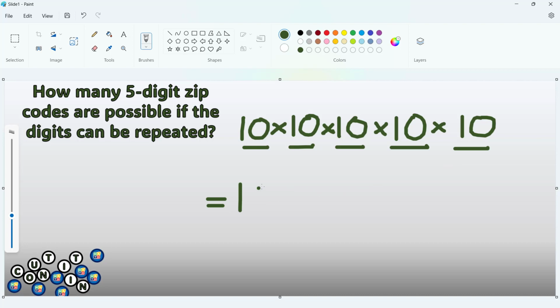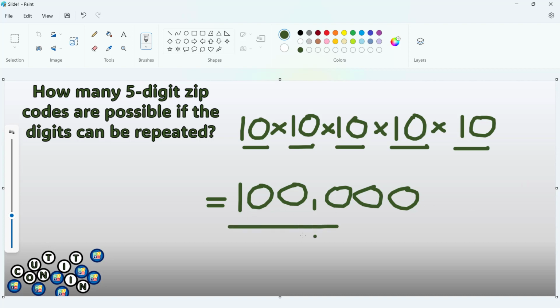That would mean for this type of problem, there are 100,000 possible zip codes for a 5-digit zip code where the digits can be repeated. So this is the answer for this situation. And that's Count It In.